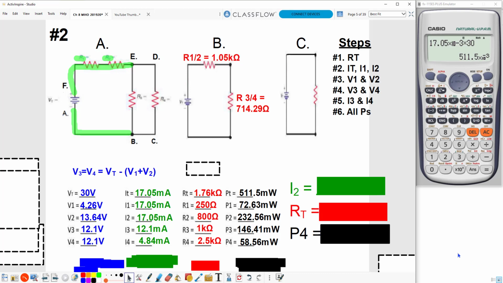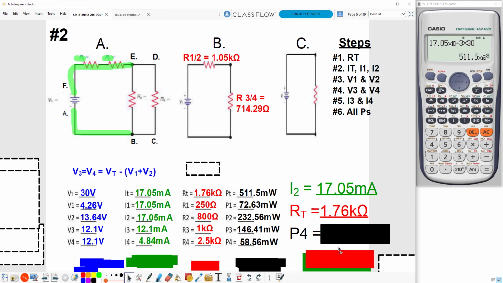And on your answer sheet found in Canvas, these are the answers I'm looking for. So you'll punch these numbers into the answer sheet on Canvas.